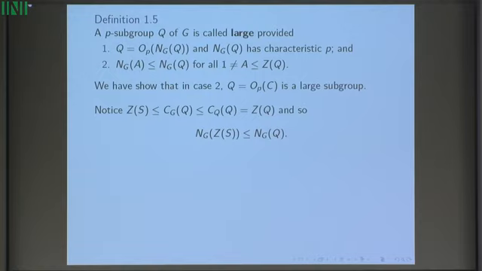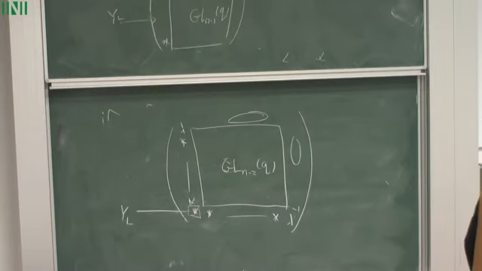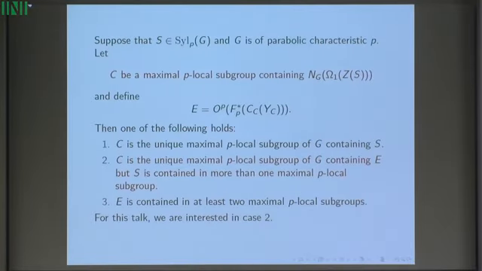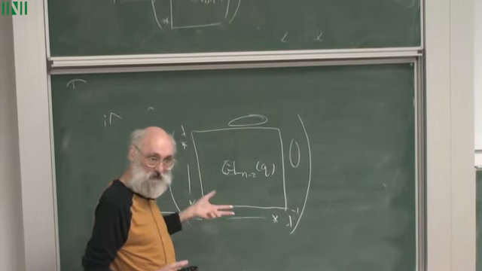We've got this subgroup Q. And we know nothing about the structure of Q. We know nothing about the structure of NG of Q mod Q. But I am assuming that there's some other maximal P-local around, that we're not in case 1. So there is some other P-local subgroup around. So we don't know what the other P-locals look like, but here's one that's not in NG of Q. So there is something else around.